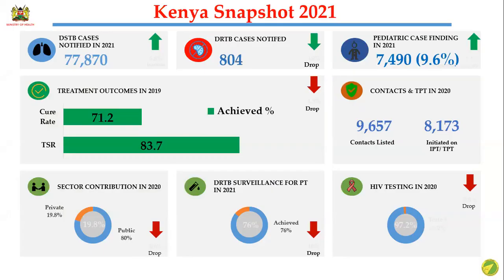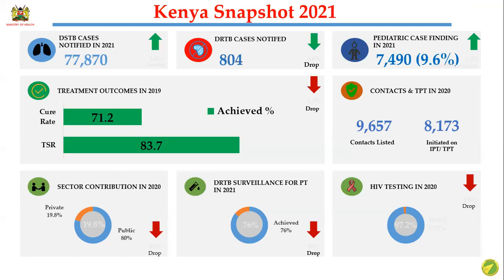This slide shows a snapshot on case finding and treatment outcomes for TB in Kenya. We've already looked at DSTB. DSTB is drug susceptible TB, and DRTB includes both multi-drug resistant TB and monoresistant TB, including rifampicin resistant. It also includes the XDR-TB. So in general we call it drug resistant TB.